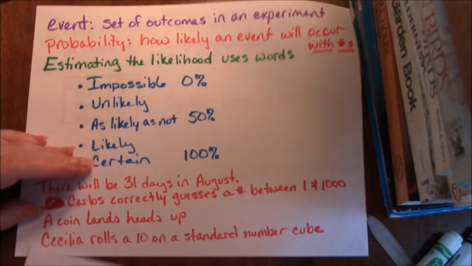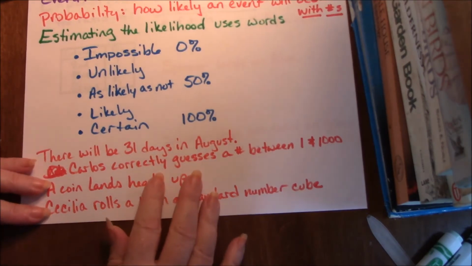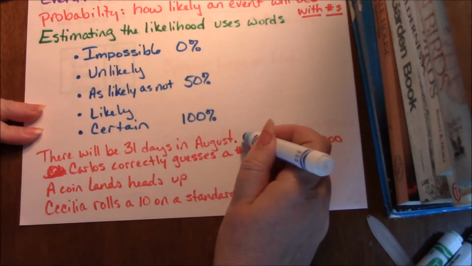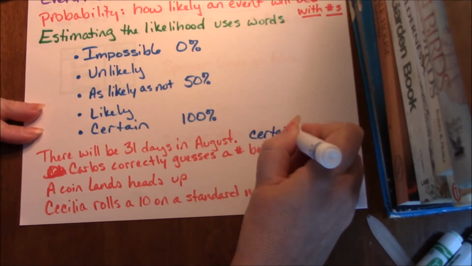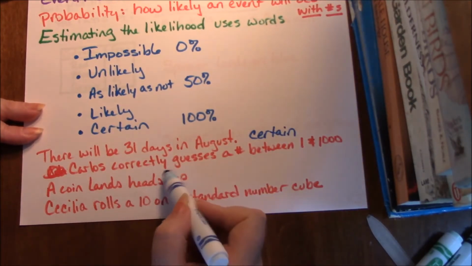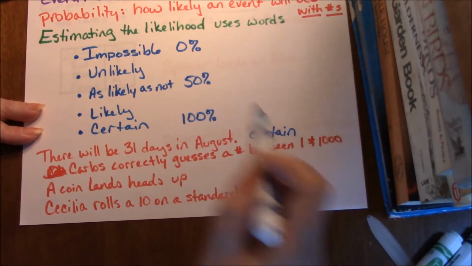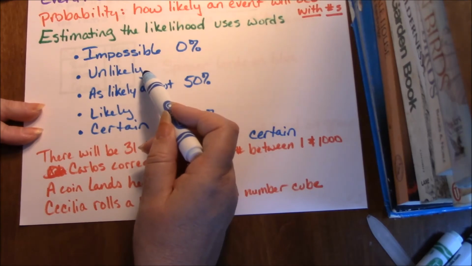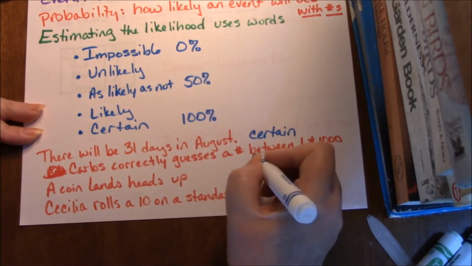So questions that ask about likelihood. How likely is it that there will be 31 days in August? Well, there are always 31 days in August, so this is going to be certain. Carlos correctly guesses a number between 1 and 1,000. Most people would say impossible, but truly, it's actually unlikely. It's an extremely small percentage. Carlos just isn't that lucky.